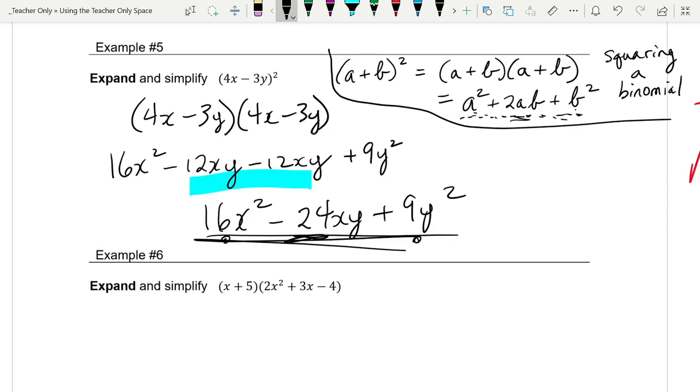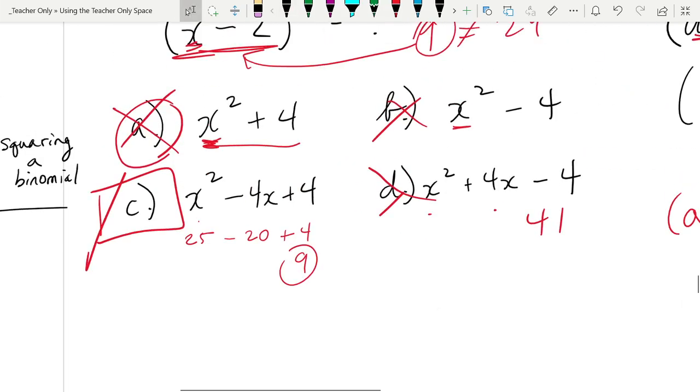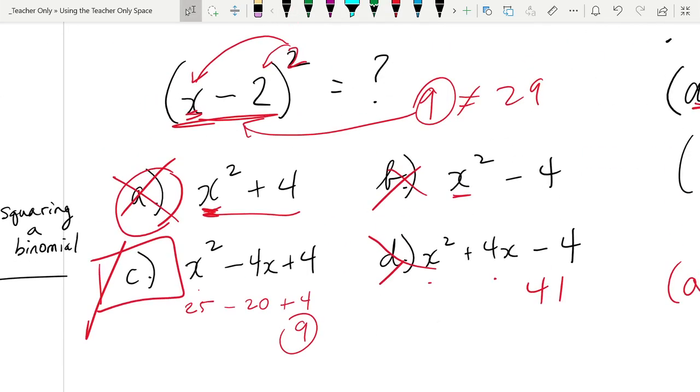And that, by the way, is how you were supposed to figure out that it was C in this question. You were supposed to square the first, there, square the last, there, and then times the two together and double it, there. So that's why it was C.